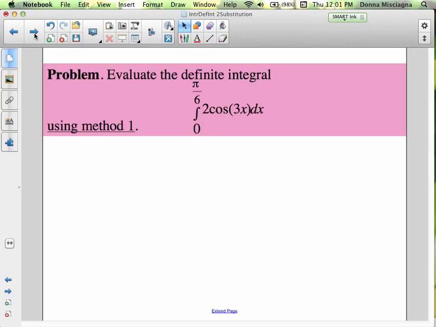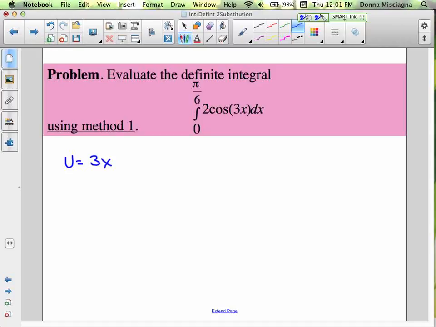All right, so we're going to evaluate this one, 2 cosine 3x on pi/6, 0 using method 1. So we're going to substitute back. All right, so we need to find our u. What's our u? Cosine 3x? No. Is it cosine x? No. Is it just 3x? Yes.